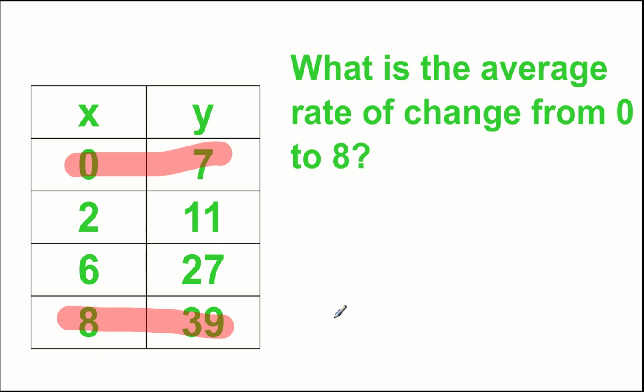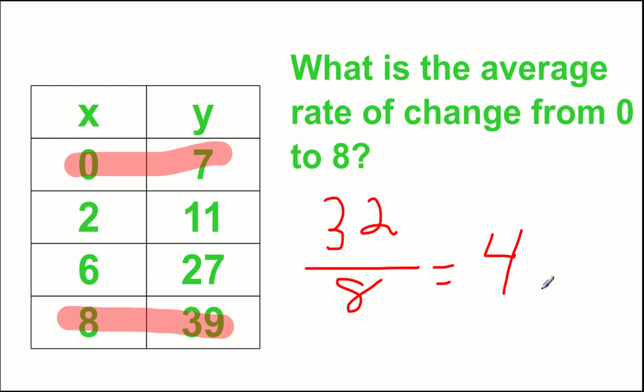We do change in y over change in x. Y values go from 7 to 39. That's an increase of 32. X goes from 0 to 8. That's 8. 32 divided by 8 gives us 4. Okay?